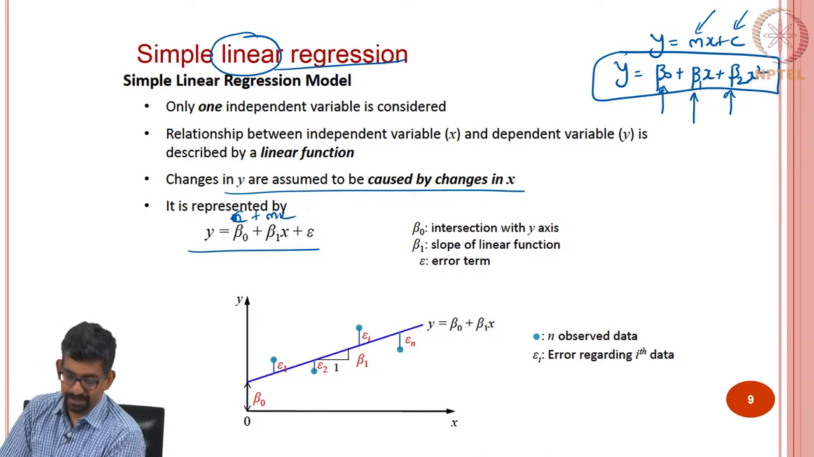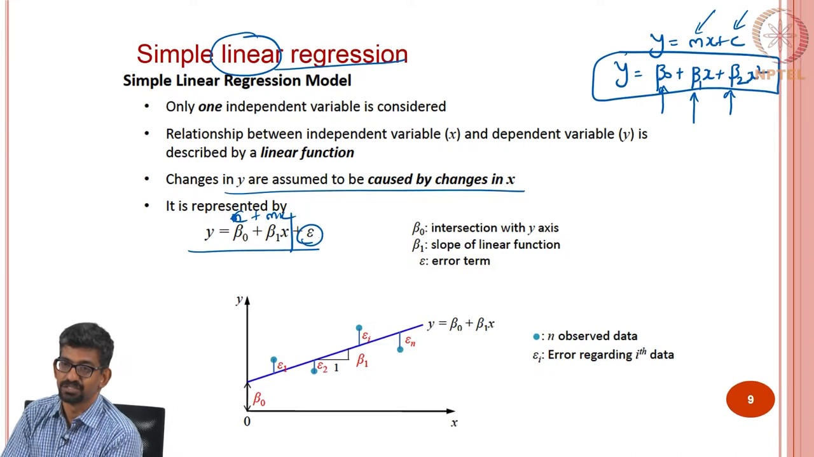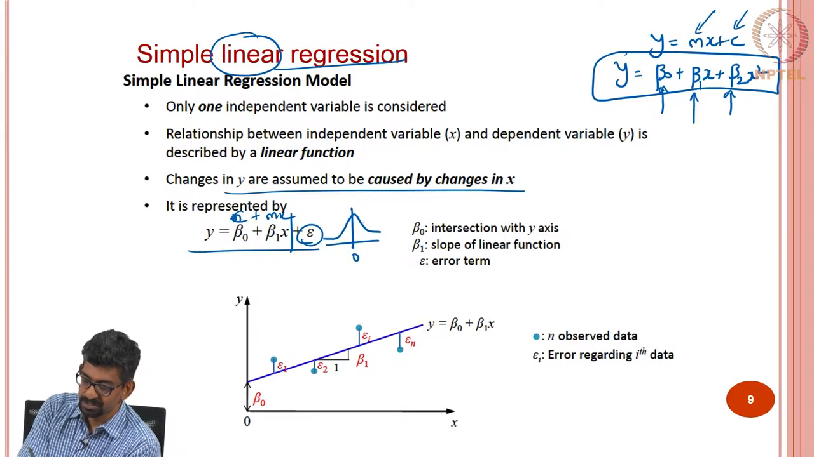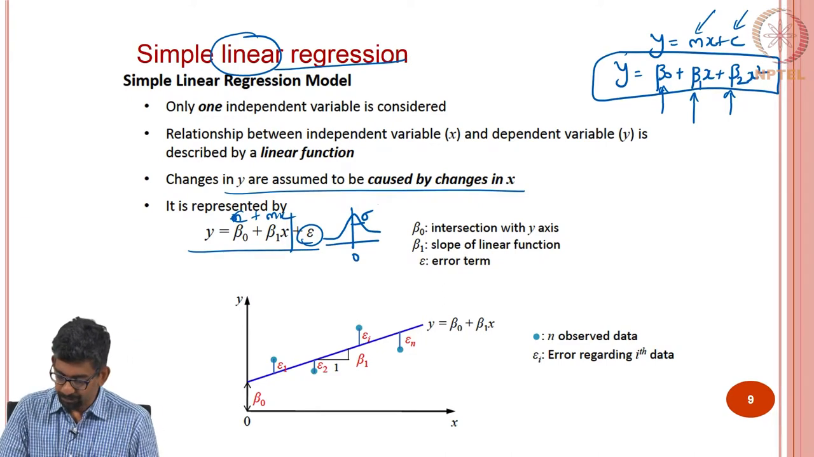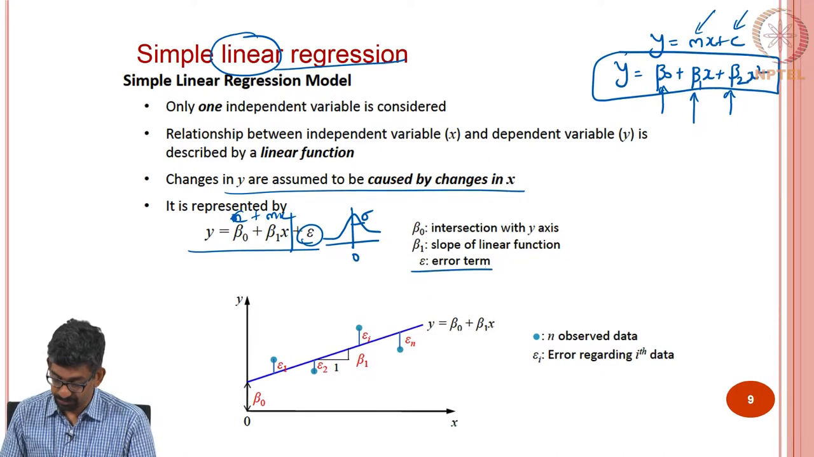Okay. And often we stop here, but the general description is there is always an error that is associated with your model, and people usually say that this error can be approximated using a normal distribution with zero mean and some standard deviation. And we know that beta naught is the intersection with the y axis and beta 1 is the slope, that you already know, y equals mx plus c, right. And the epsilon is the error term.